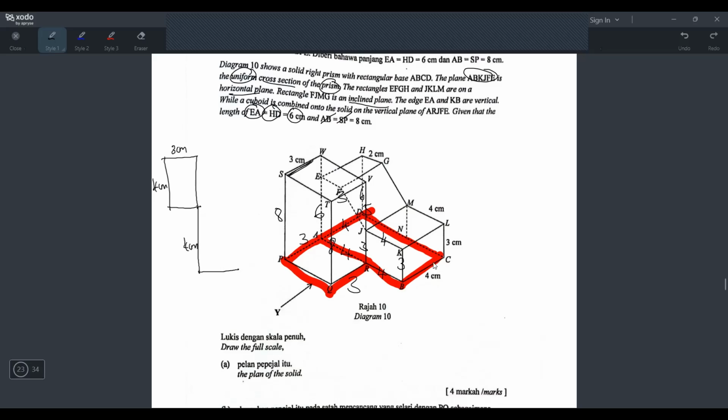And then tarik satu line ke sini, which is 4 cm. And then tarik atas, this will be 8 cm. And then sambung macam ni. Alright. So when we tengok dari atas, this will be the paling belakang punya tapak, right? So what do you think will happen to this? This and this, they are above each other. So this plane will be covered by this plane. That is why we don't have to draw anything for this.